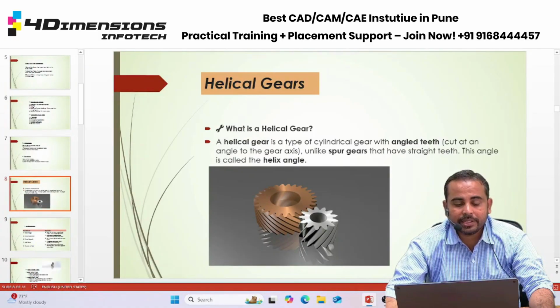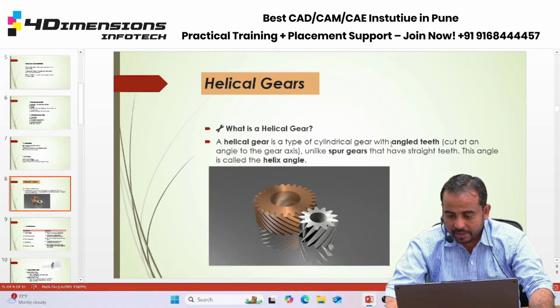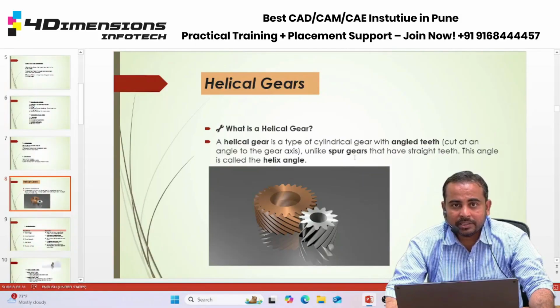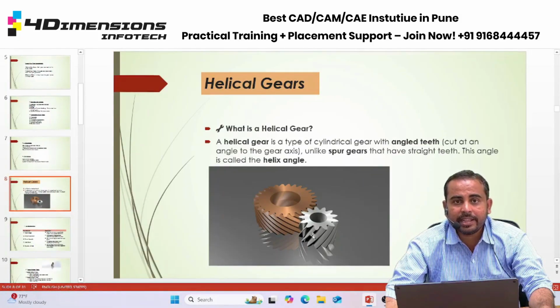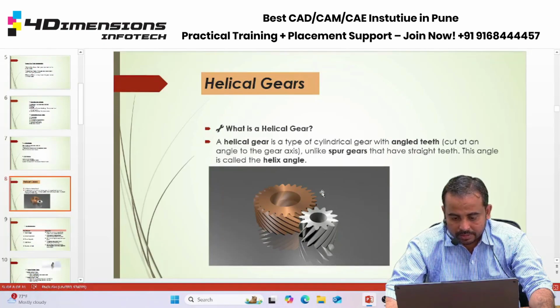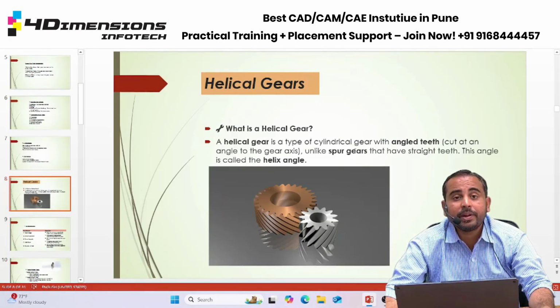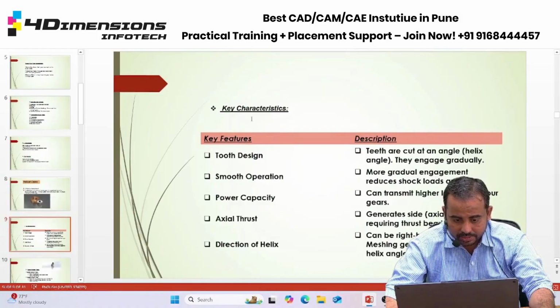Talking about helical gears, a helical gear is a typical type of cylindrical gear, meaning the teeth are cut at an angle to the gear axis. Unlike spur gears, where we have seen that the teeth are straight, in helical gears the teeth are cut at a helix angle with reference to the gear axis. So this is the main difference between spur gears and helical gears.